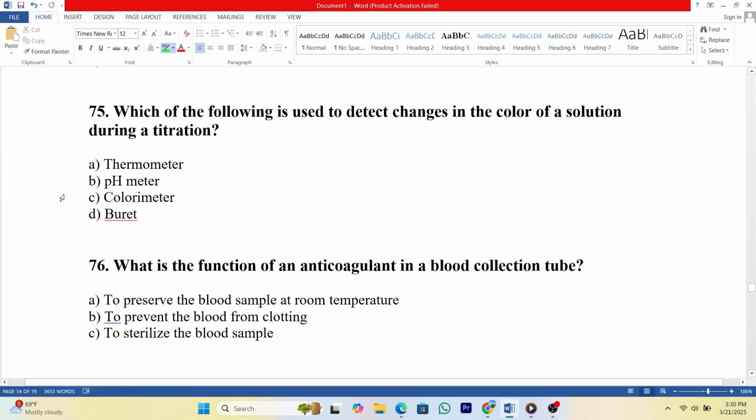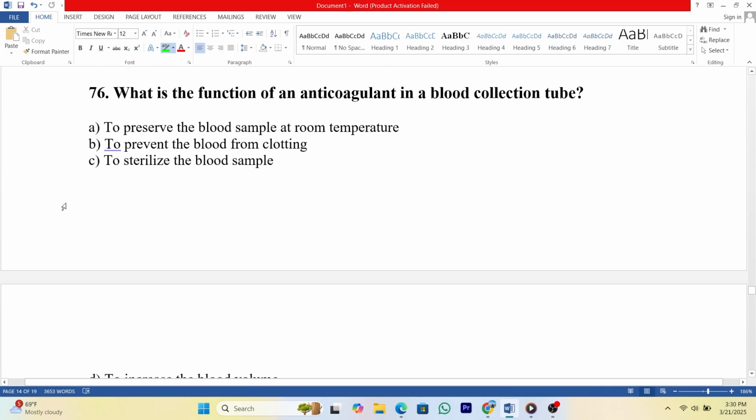75. Which of the following is used to detect changes in the color of a solution during a titration? A. Thermometer. B. pH meter. C. Colorimeter. D. Burette. Answer: C. Colorimeter.